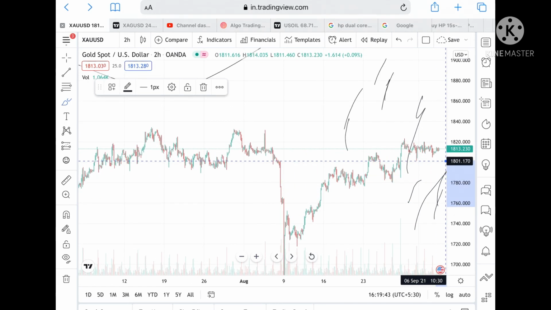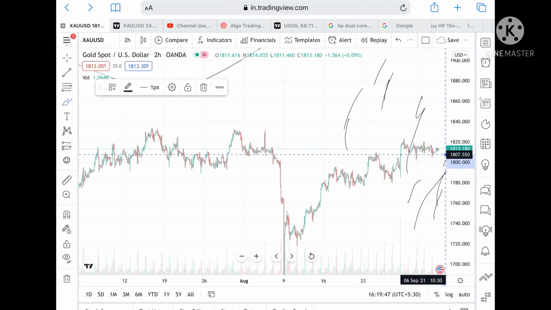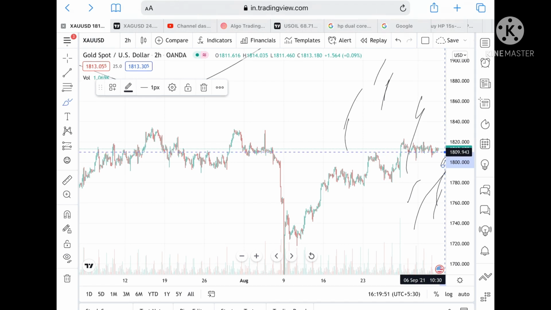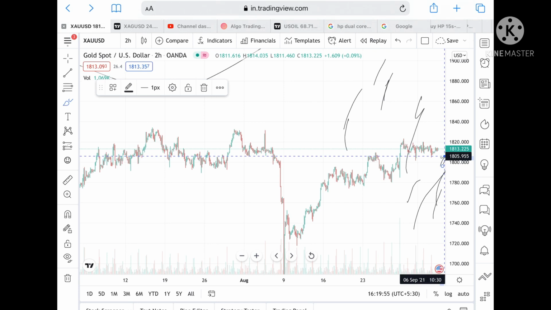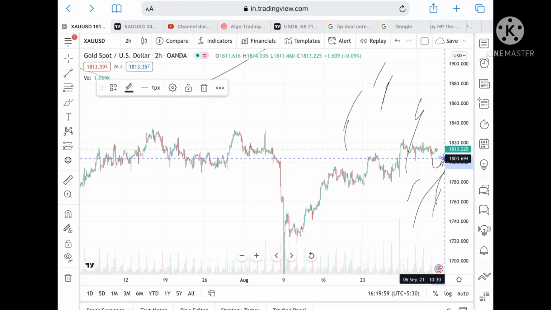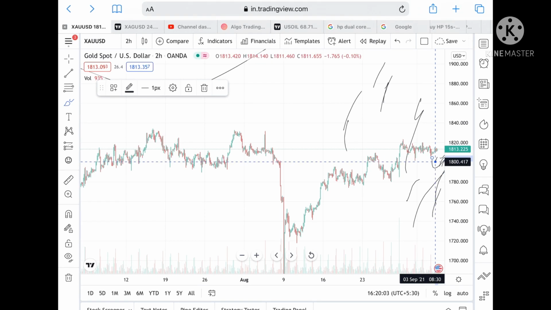Okay, suppose the price of gold goes below this level, below 1830, where it is trading now. If the price goes below this level, it can touch a level of 1807, because the strong support is coming at around 1811. If the price goes more below this level, then we can see it can touch a level of 1804, and then it can touch a level of 1801.